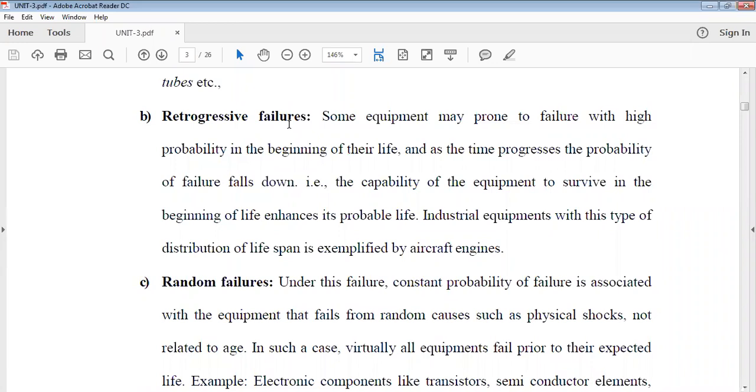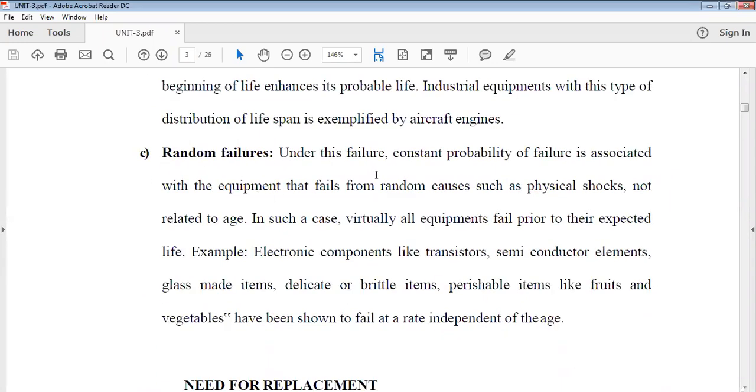Because of the severe service conditions, it may fail initially. After some time, if we continue to work, it starts working and will give a long life. So that is going to be called retrogressive failures.